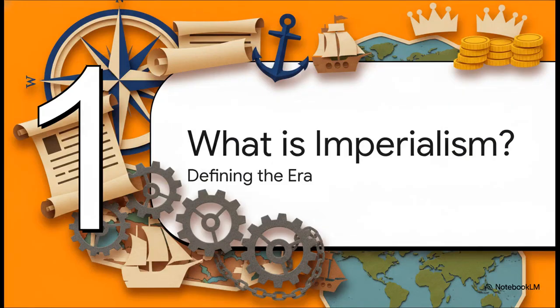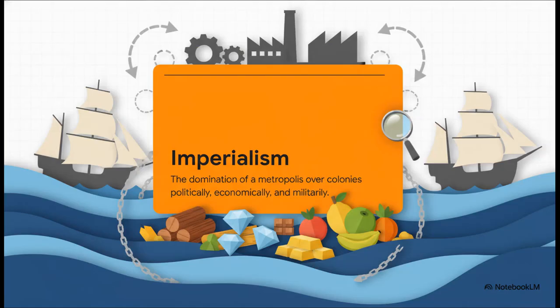Starting off with Section 1, what exactly is imperialism? Well, it's definitely not just about exploring new, uncharted places. Imperialism is the absolute domination of one country, which we call the metropolis, over territories outside its borders, which then become its colonies. The metropolis takes over completely. We're talking total political, economic, and military control. It is absolutely not a partnership. It's a deeply unequal system designed so the metropolis can extract resources and exploit the local population entirely for its own benefit.